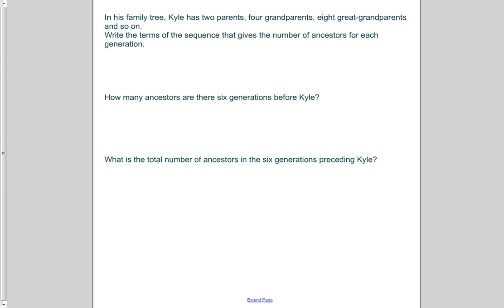All right. In his family tree, Kyle has 2 parents, 4 grandparents, 8 great-grandparents, and so on. Write the terms of the sequence that gives the number of ancestors for each generation. So one generation above Kyle, there are 2 parents. In the second generation, there would be 4 grandparents, 8, and so on. That is the sequence that represents the ancestors.